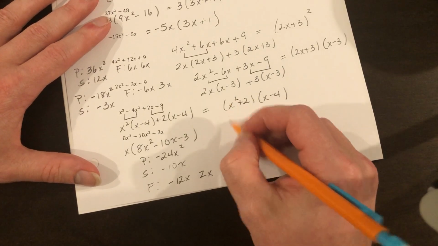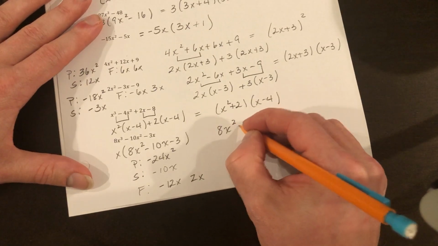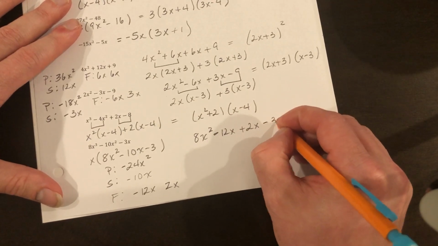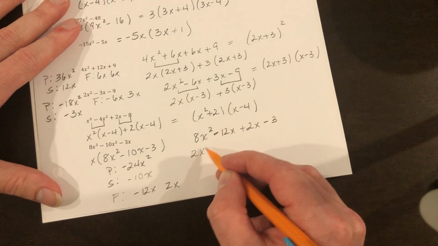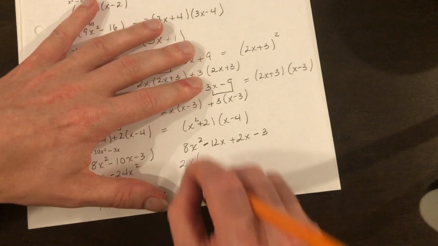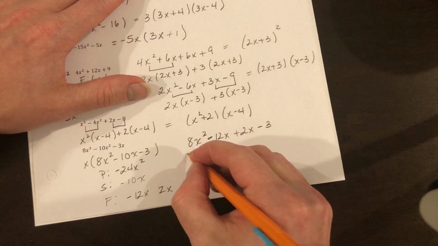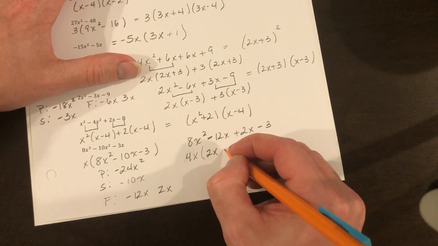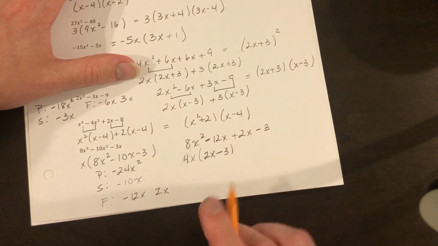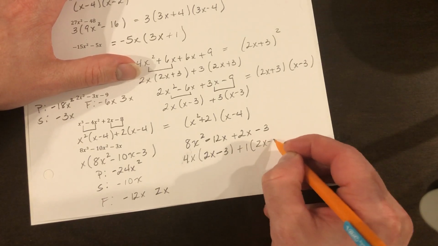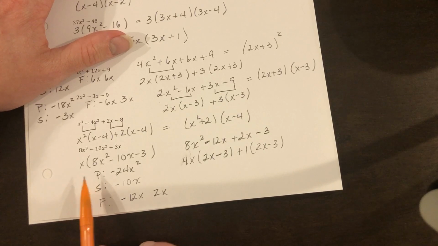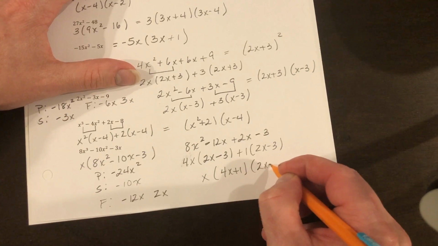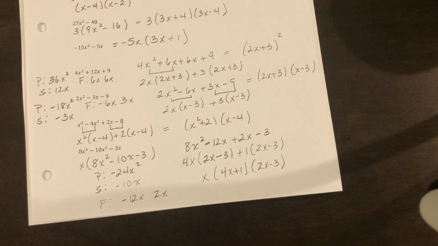So we're going to get 8x squared minus 12x plus 2x minus 3. Your x's, we got a 2x in common. Actually, 4x in common. 8 divided by 4 is 2. X squared divided by x is x. And they have a GCF of 1 over here. So we're not going to forget that we have an x on the outside. So we get x times 4x plus 1 and 2x minus 3. Okay, on to the next page.